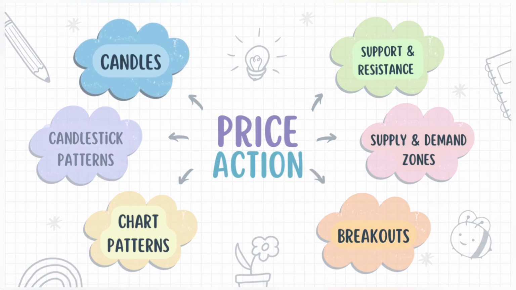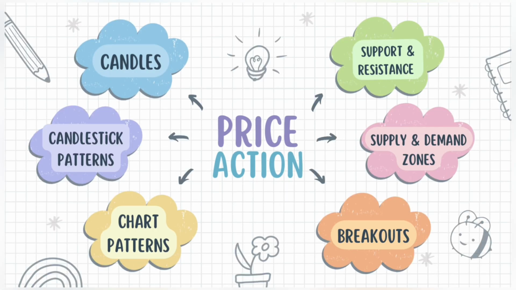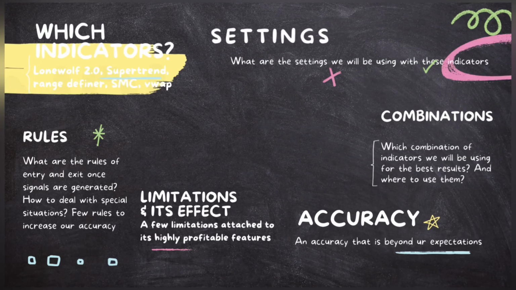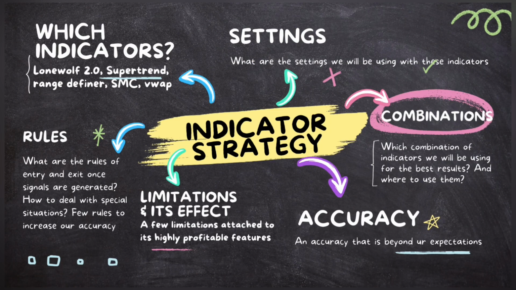In price action we have seen all these important points we have learned in our course: the candles, candlesticks, and a few other important patterns. And in trade execution we have learned how to place orders, stop loss, targets, and trailing stop loss. And in this particular video we will be seeing the indicator strategy, the combination settings, the rules, limitations, accuracy, everything will be covered in this video.